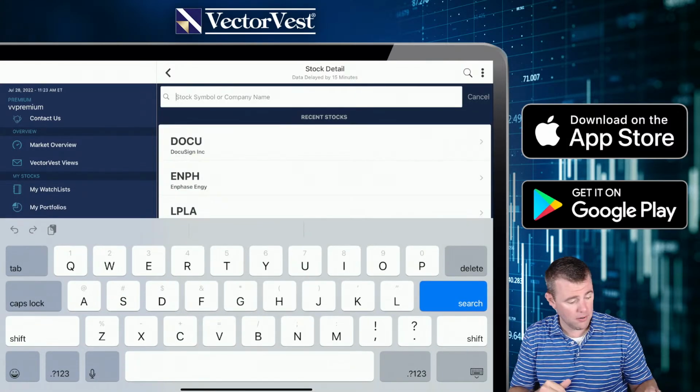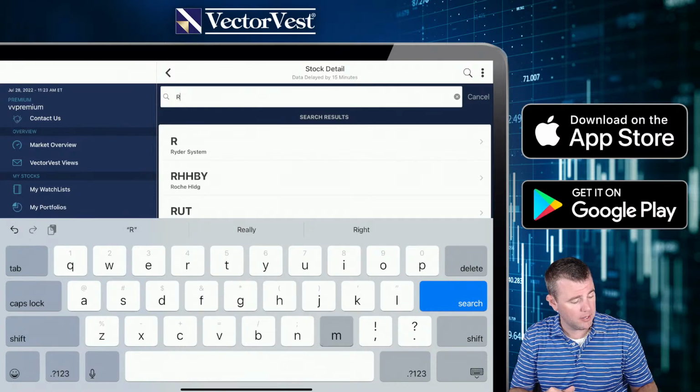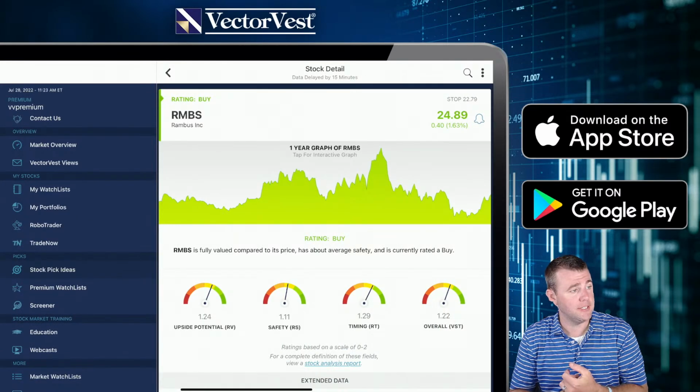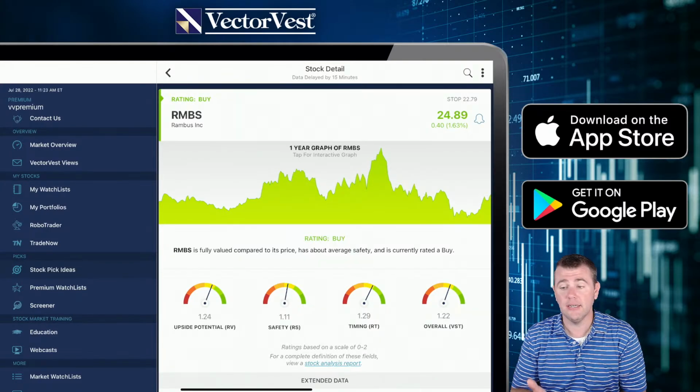All right, RMBS, we'll do a couple more here. RMBS, good long-term potential. You have less risk associated with it. You're in a nice steady uptrend, so overall, stock's definitely favorable here.